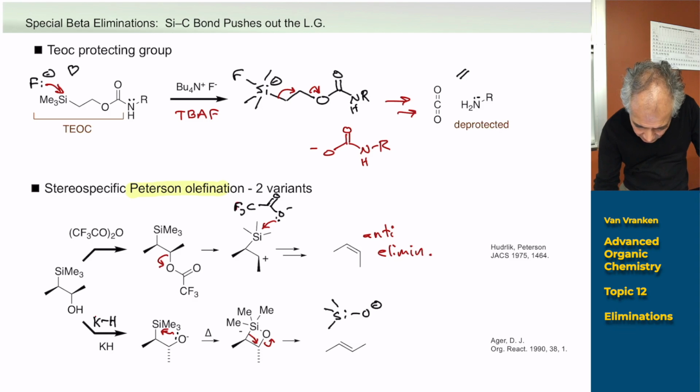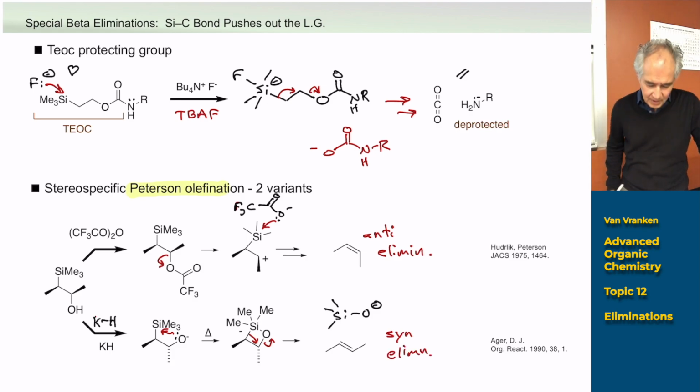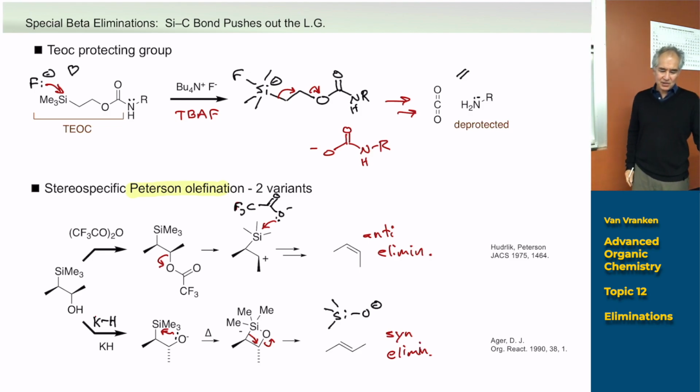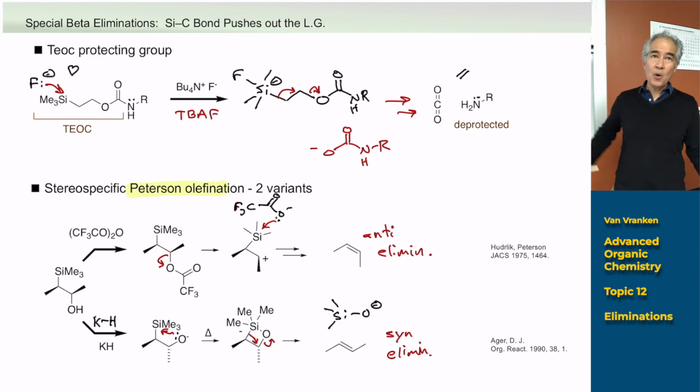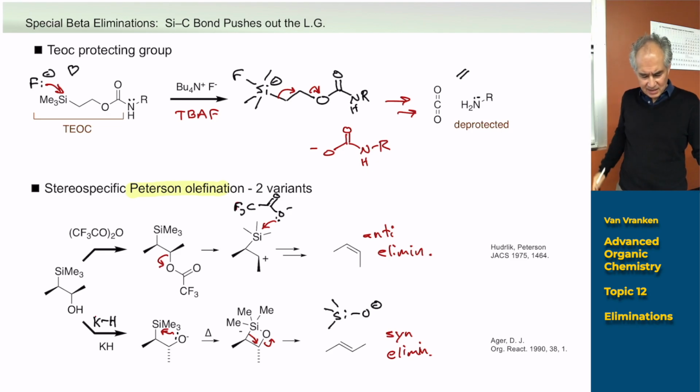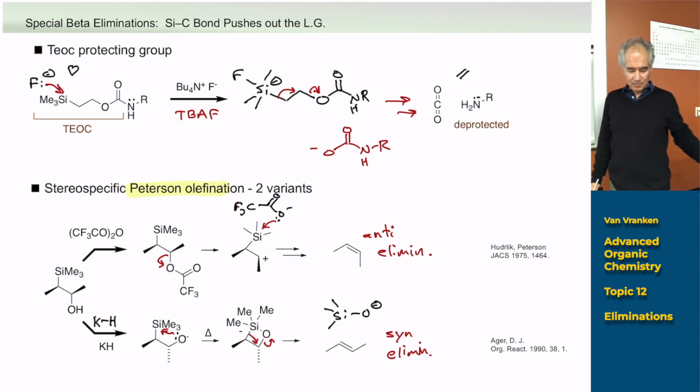This would be a syn elimination where the silicon and the oxygen are aligned on the same face during the elimination process. So starting from the same starting material, we can get syn elimination versus anti. You can do this by turning the OH into some sort of a great leaving group, trifluoroacetate, tosylate. In theory, you could protonate it. Or you can make an alkoxide O minus that swings around and attacks the silicon, and the oxygen and the silicon leave from the same side.